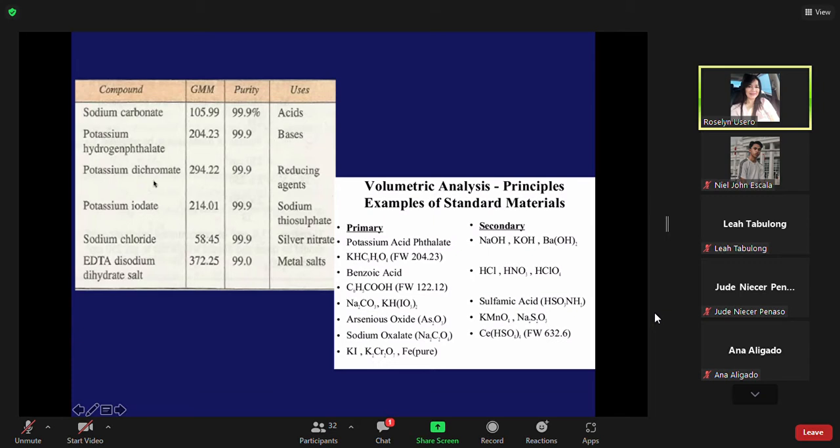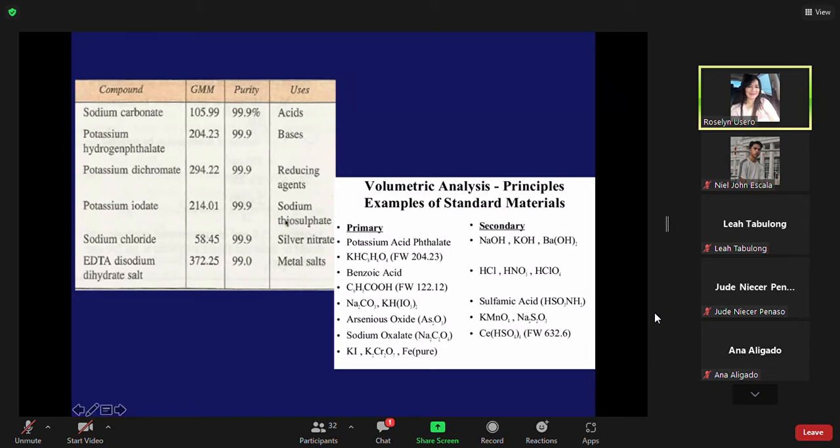Next, potassium dichromate has a high molecular weight. It is used in standardizing reducing agents, usually in some redox titrations, and also potassium iodate. It is used to standardize sodium thiosulfate, also in redox titration. And for example, in volumetric measurements or analysis, there are indicators used, right?